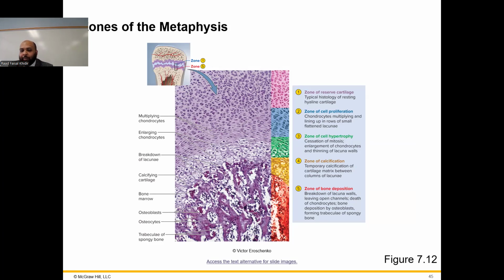The zone of cell hypertrophy is a cessation of mitosis and enlargement of chondrocytes and thinning of the lacuna wall. The zone of calcification is temporary calcification of the cartilage matrix between columns of the lacunae. There is a zone of bone deposition where there is breakdown of lacuna walls, leaving open channels, death of chondrocytes, and bone deposition by osteoblasts, forming trabeculae of spongy bone.